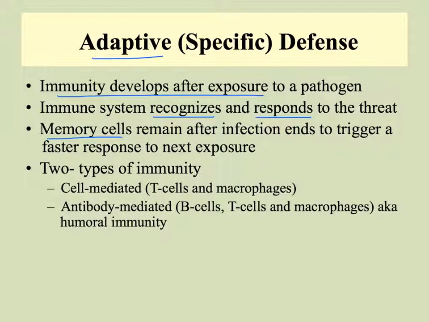There are two different ways that our body creates this immunity. There's a cell-mediated response that's involving the T cells and the macrophages. And then there's the antibody-mediated response, which is involving primarily our B cells with a little bit of help from the T cells and the macrophages. This one is also known as humoral immunity because it's taking place primarily in the fluids, in the blood and the interstitial fluid, whereas the cell-mediated immunity takes place by interaction between T cells and infected cells.